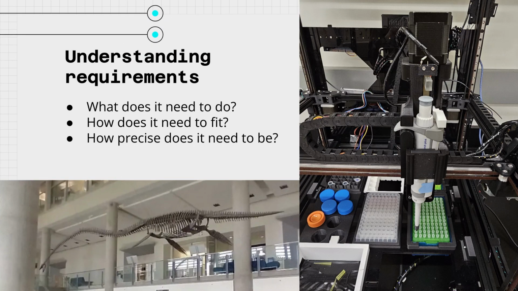If you want to design a part, you need to understand why you're making that part, what its purpose is, how it fits into other parts in the model, as well as how precise it needs to be. Working in this lab, I have generally been 3D modeling for the automatic pipetting robot project.